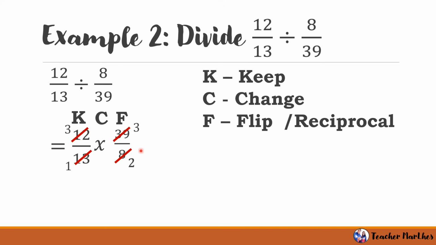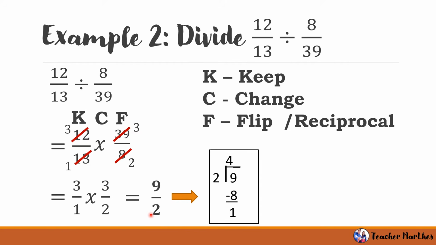So kung mapapansin nyo, nung ginamit natin yung cancellation method, lumiit yung imumultiply nating number. Yung 12 naging 3, yung 39 naging 3. So mas maliit na lang yung imumultiply. So let's have 3/1 times 3/2. So 3 times 3 is equal to 9. 1 times 2 is equal to 2. So since ang 9/2 is improper fraction, so kailangan natin siyang i-change sa mixed fraction by dividing 9 and 2.